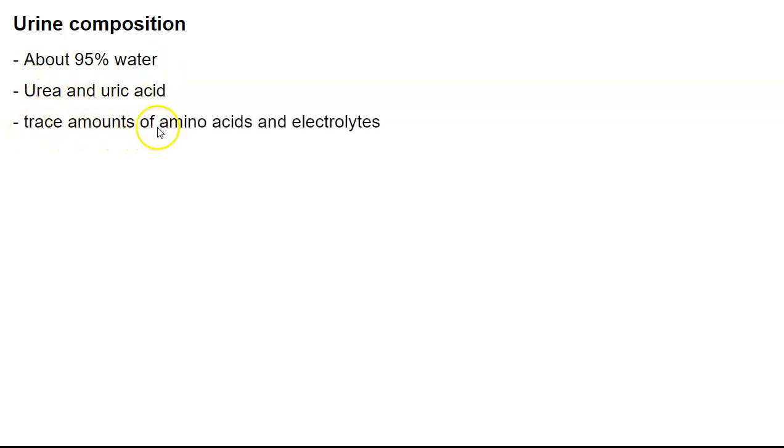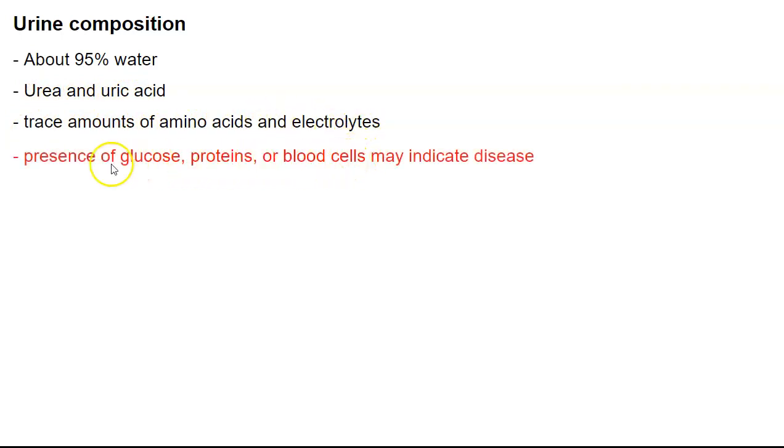Lastly, let's look at some urine composition. Urine is mostly water, 95% water. It also contains these nitrogenous waste compounds. Remember, these are breakdown products of proteins and DNA. And there's trace amounts of amino acids and electrolytes. If there's any glucose in the urine or protein in the urine or blood cells in the urine, that can indicate disease. Maybe things like even diabetes or infection.